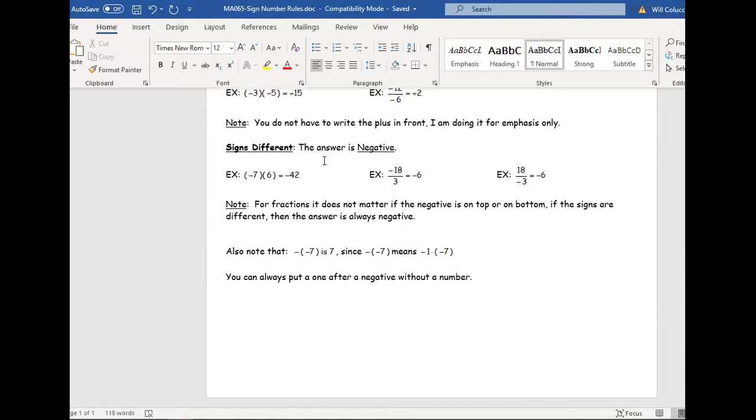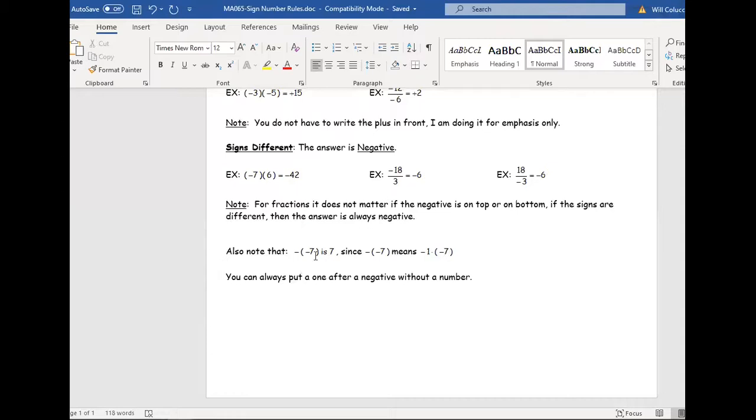Now, when the signs don't match, when they're different from each other, the answer is going to be negative. So when you do a negative times a positive, negative. When you divide a negative by a positive, negative. Now look, I switched it. Positive over a negative, still negative. Signs are different. It doesn't matter whether the minus is on the top or the minus is on the bottom. It is irrelevant, okay? And then one last thing.